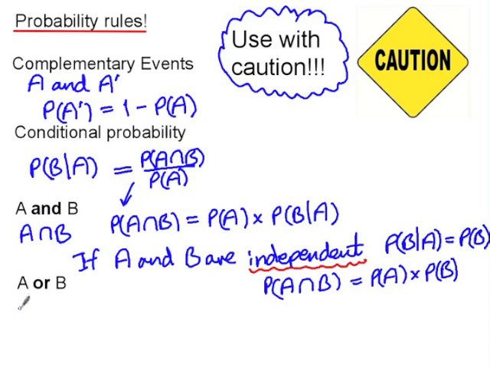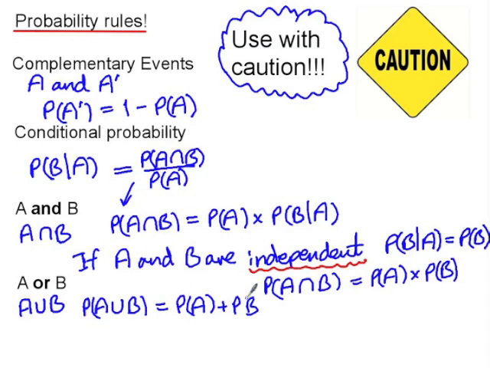A or B is represented by A union B, and the probability of A or B occurring is the probability that A occurs plus the probability that B occurs, subtract the probability that they both occur. And the reason for that is, if you imagine a Venn diagram, if we add the probability of event A occurring plus the probability of event B occurring, this middle bit, the intersect, has been counted twice, and so we need to subtract it once.